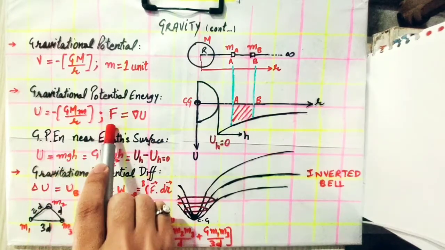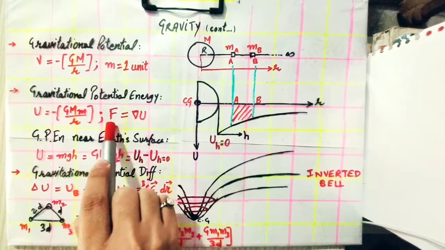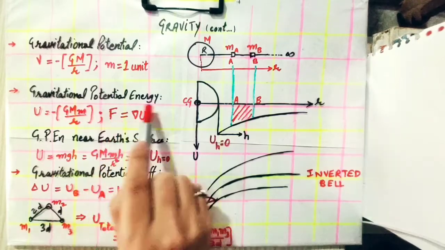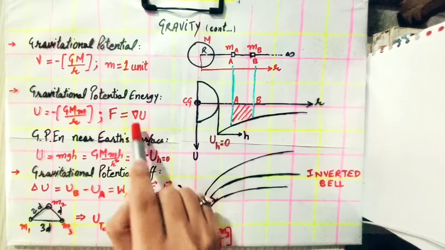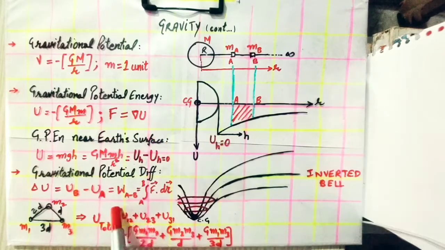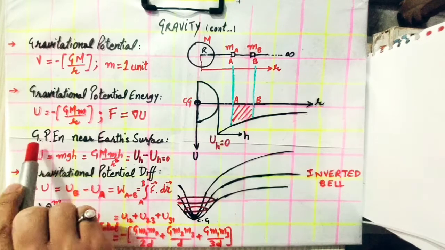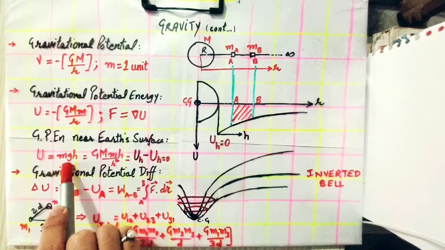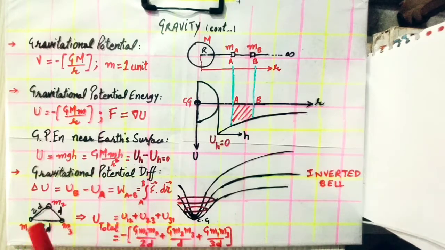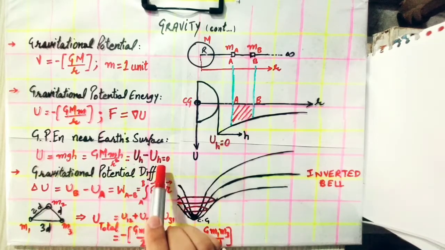We can also define force as the gradient of potential energy, because the gravitational force is a conservative force, so we can define it in terms of potential, which is the gradient of potential over here. And also you can note, if you integrate force into distance, you get the potential, or say work done. Also, gravitational potential energy near Earth's surface is given by U equals mgh, or if you substitute the value of g, GM by r square, we have GMm by r square into h, which is also equal to U minus U at height equals 0.